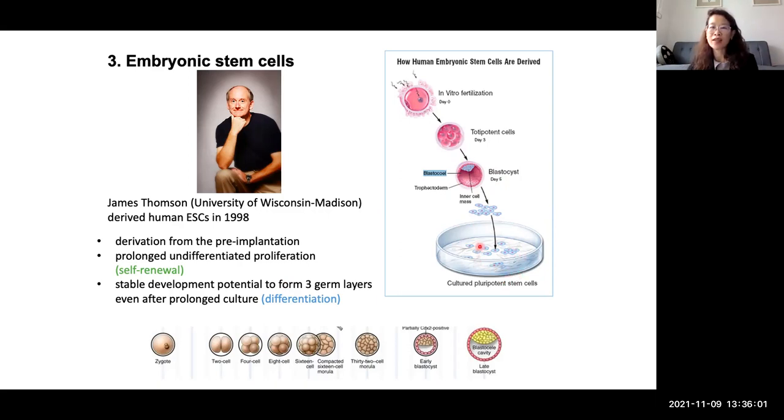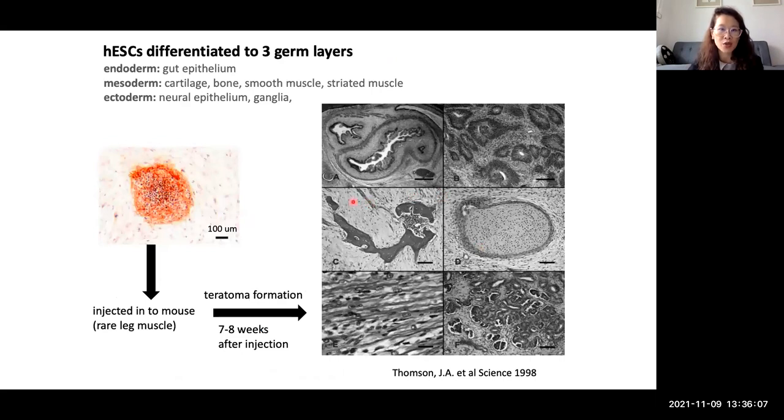So this one can become other cell types, because when he collected them and injected them into the rear legs of the mouse, underneath the muscle, you will see that when he cultured or left it for 7 to 8 weeks after injection, there's some nodule formation under the skin.